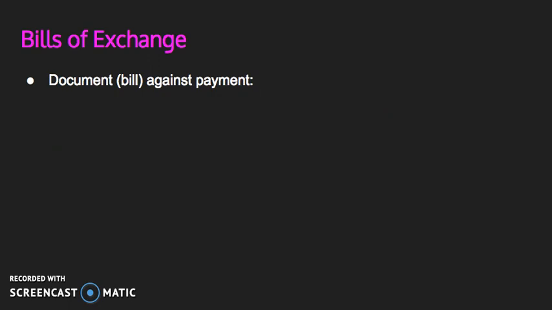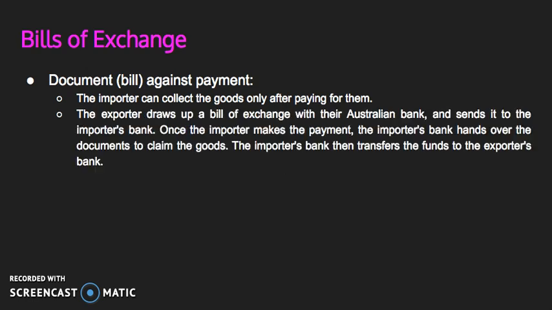So within a bill of exchange, we've got a document or a bill against payment. So the importer can collect the goods only after paying for them. So they could be sitting in a shipping yard in the middle of the shipping port in California, wherever it may be, somewhere in California, and the importer can only collect the goods after paying for them.